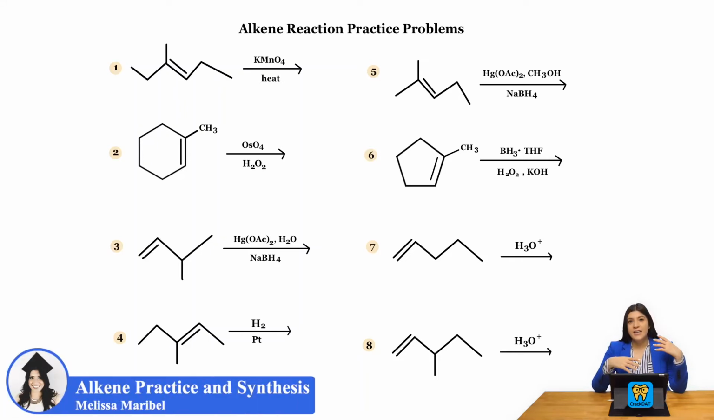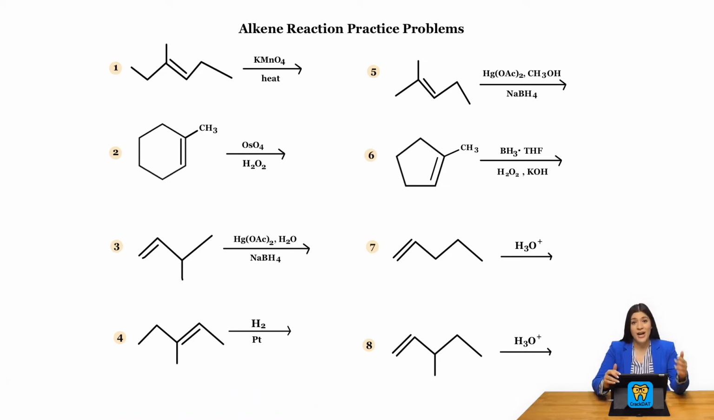Now that you understand all the different alkene reactions and the mechanisms that go along with them, it is really important that you practice all of the different types of reactions. So what I want you to do is try all of these 8 questions on your own. If you need to draw out the mechanism, if that helps you identify the products, then by all means make sure to do that.